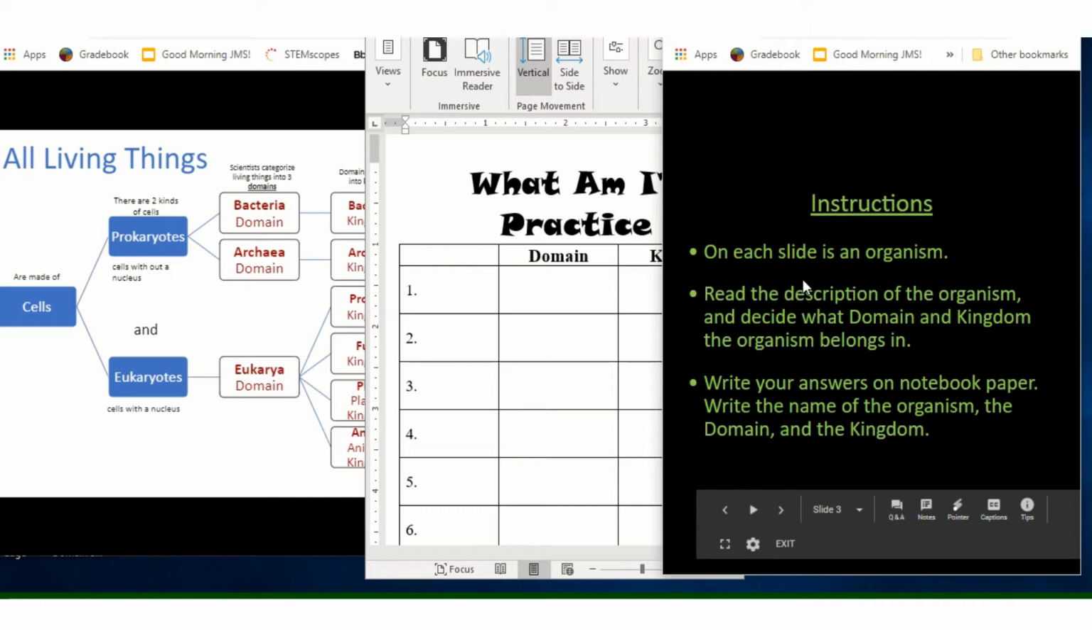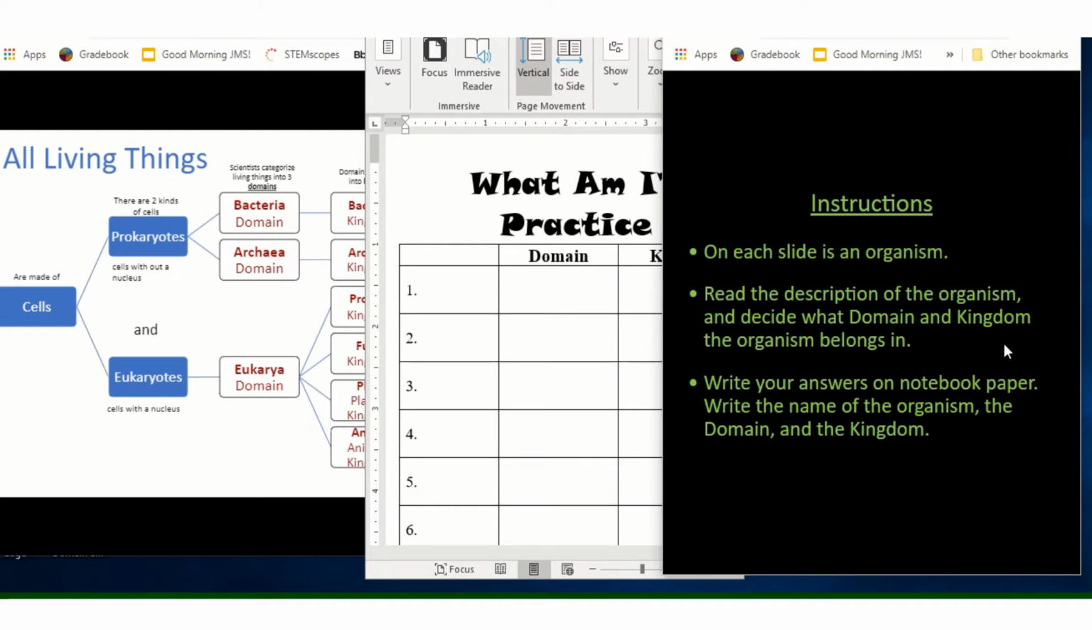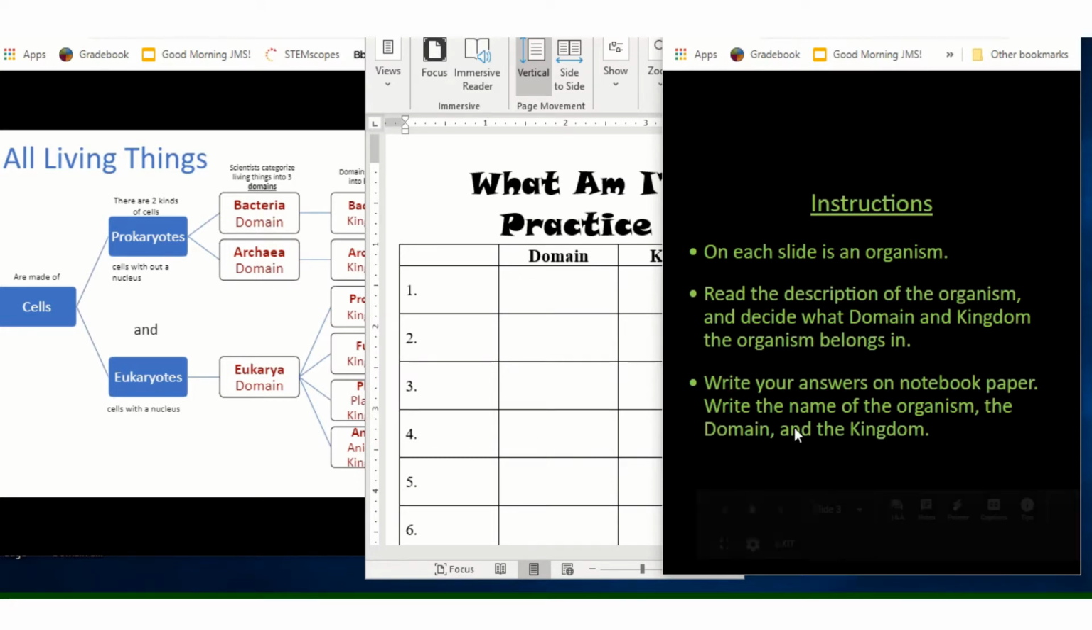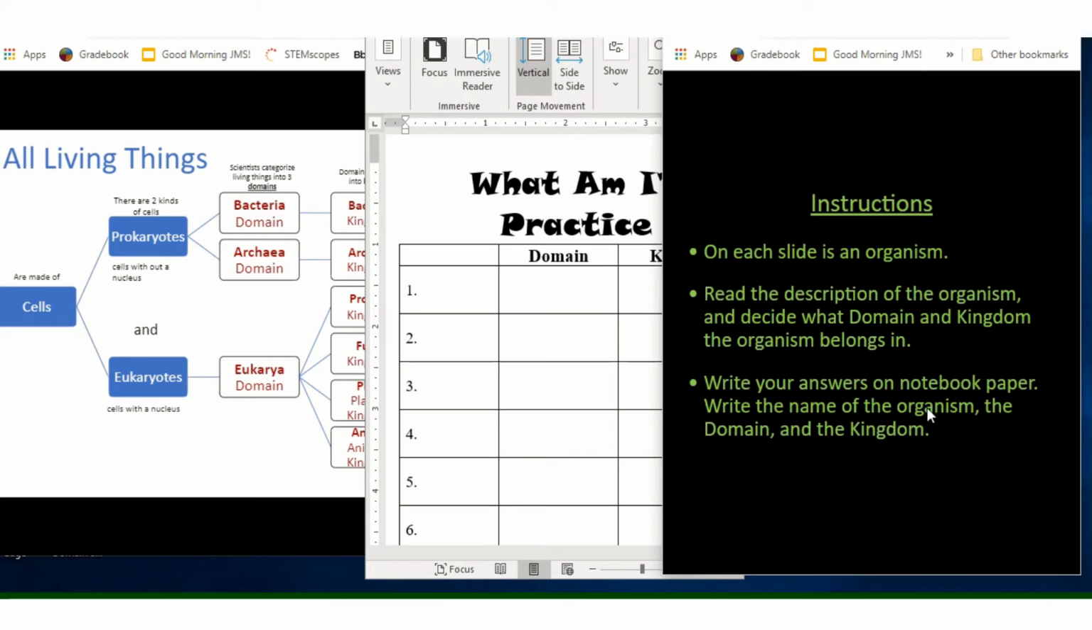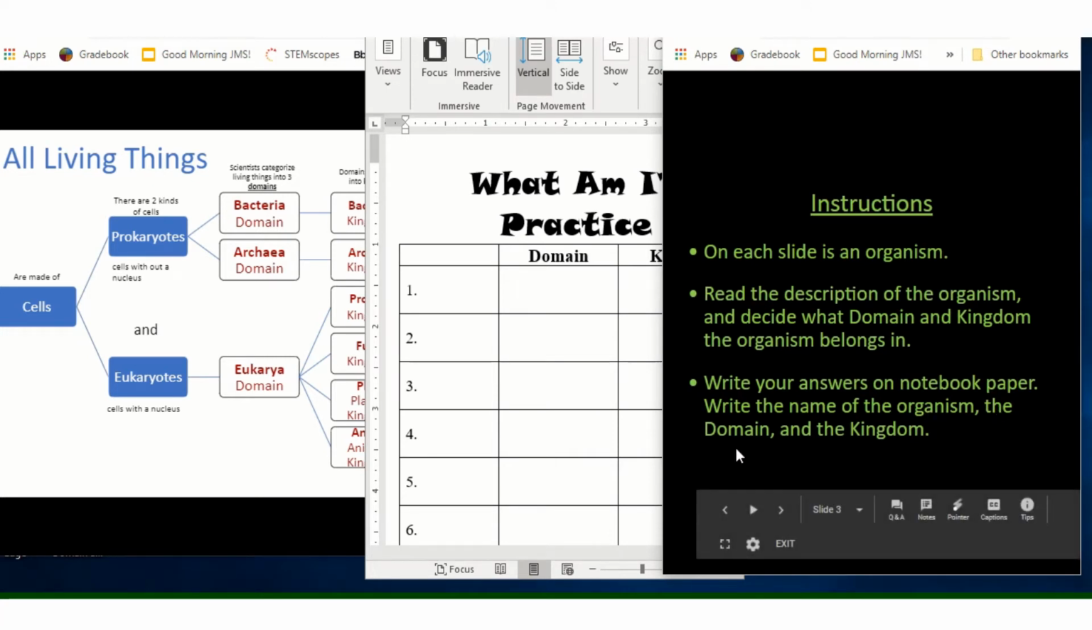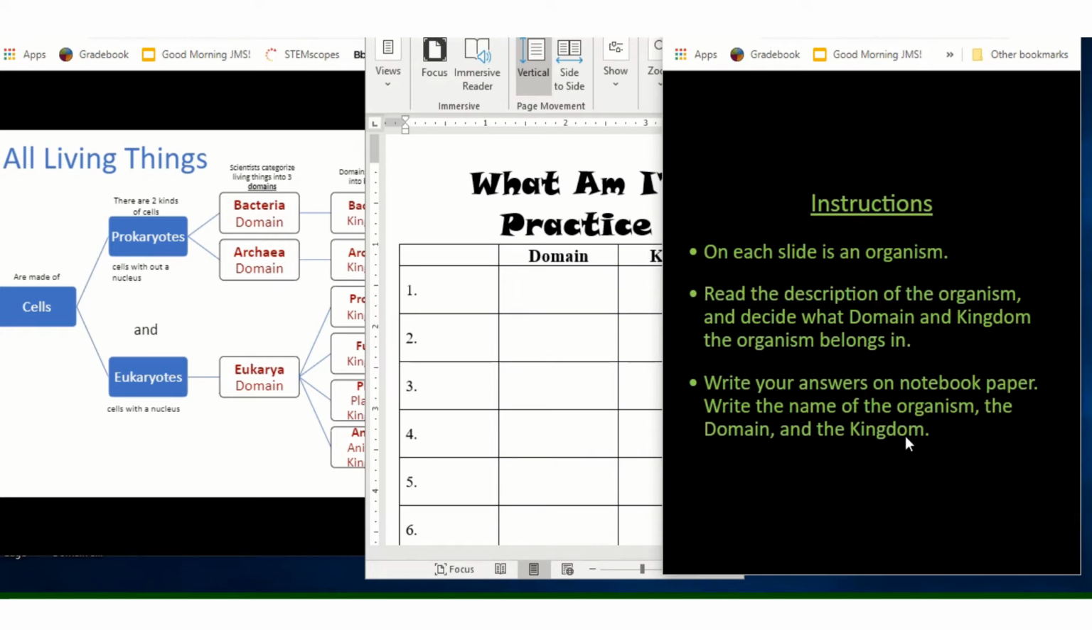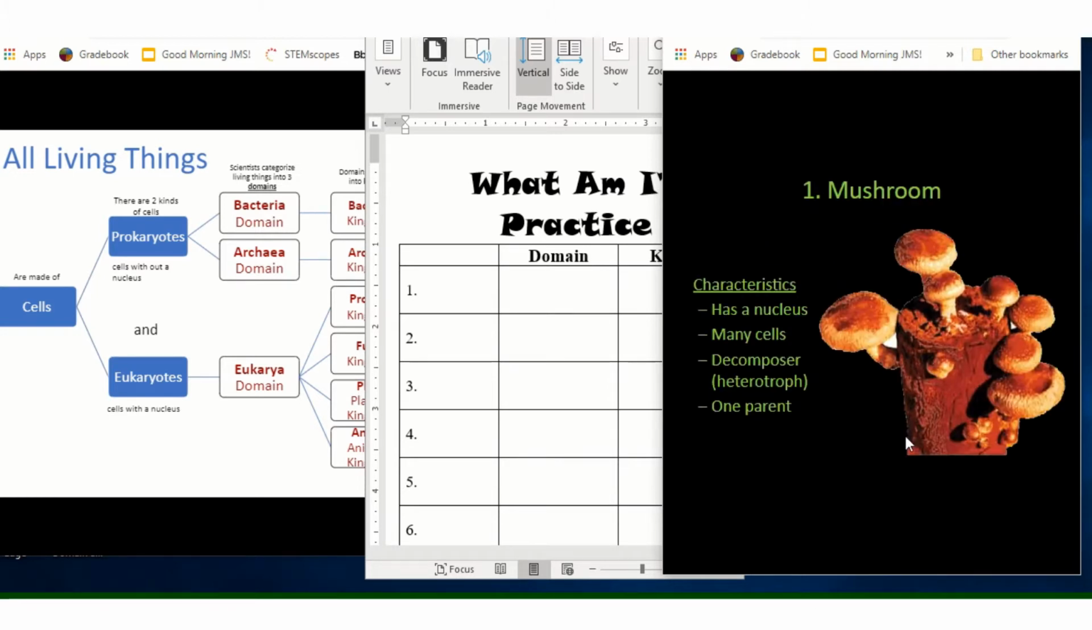So on each slide, there's an organism. You're going to read the description of the organism and decide what kingdom and domain the organism belongs in. And you're going to write your answers not on the notebook paper. You're going to write them on your answer sheet. And you're going to write three things: the name of the organism, the name of the domain, and the name of the kingdom.